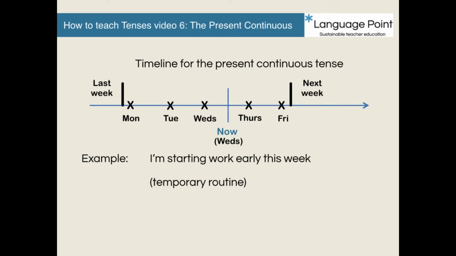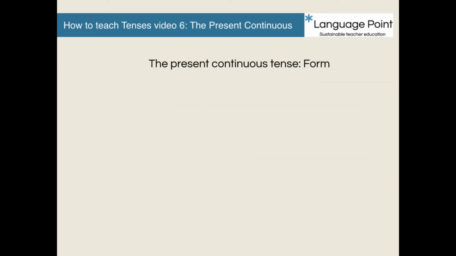And the process of starting work early goes across that time period, starting on Monday, finishing on Friday, and then next week I might start work later again. Okay, so the form of the present continuous tense, being a continuous tense, we need to use a be auxiliary and an ing verb ending.